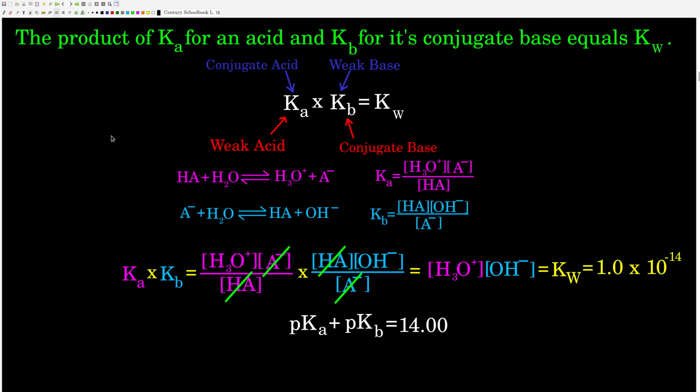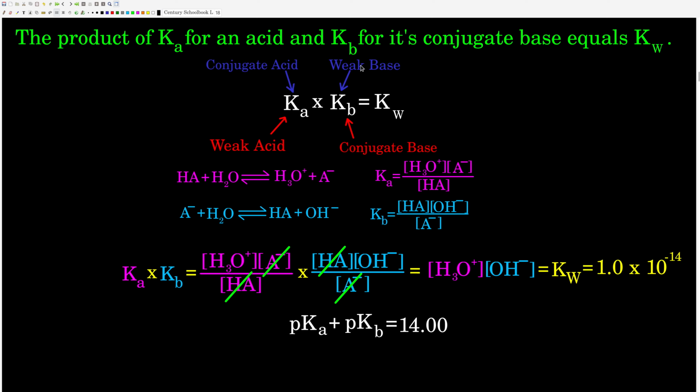So there's a relationship between the Ka for an acid and Kb for its conjugate base, or Kb for a base and Ka for its conjugate acid. Now we have to be careful. This only talks about the relationship between conjugates here. So if we have a weak acid, it has a Ka, and its conjugate base, after we remove a proton, has a Kb. If you multiply that Ka times the Kb, it's equal to Kw. I'll show you why in a minute.